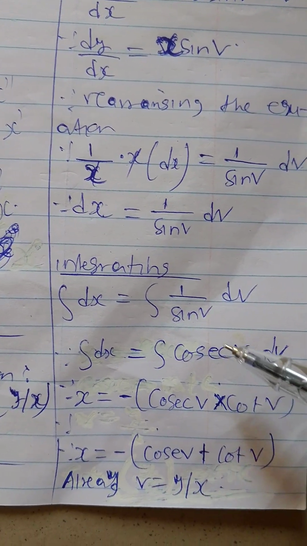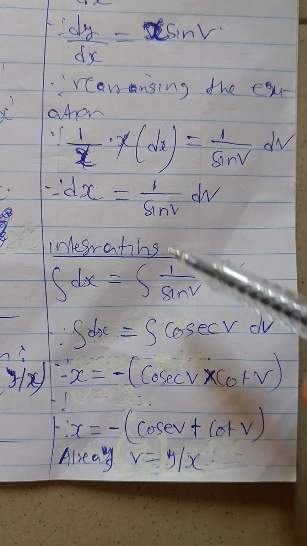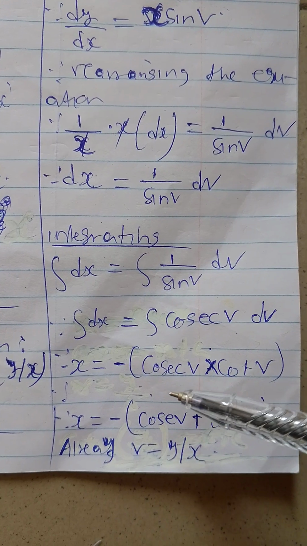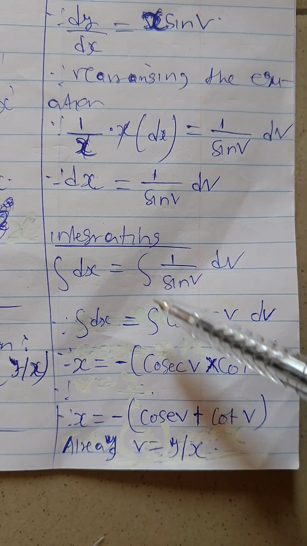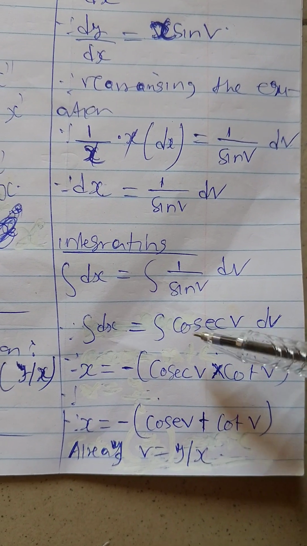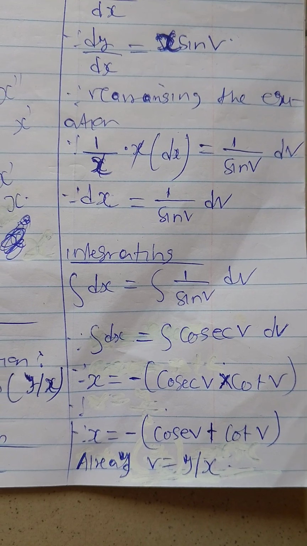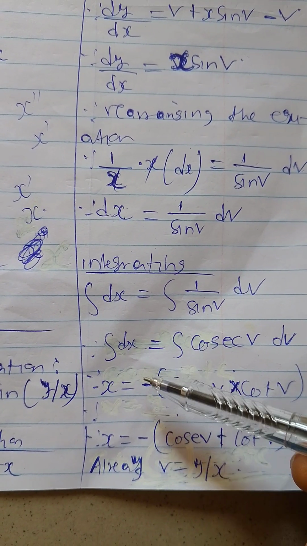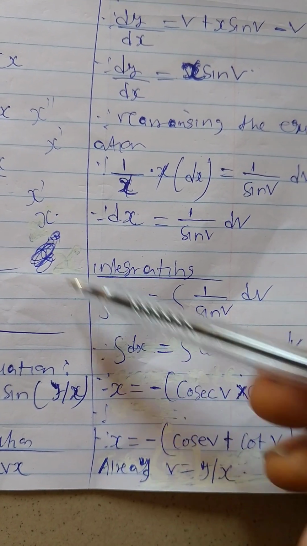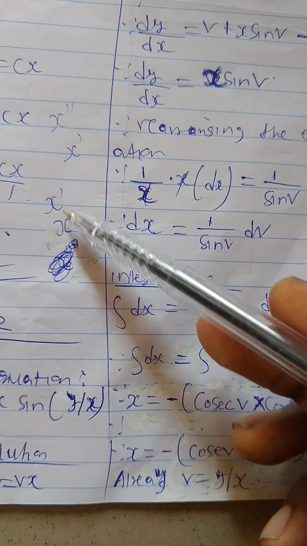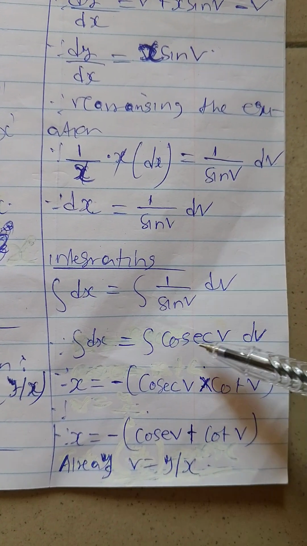So x is equal to, now, 1 over sine v. Sorry, I have integrate dx equals integrate 1 over sine v, which is always cosec v dv. Hope you know. Now let's integrate dx. Integrating dx is the same thing as x, where dx is x prime. So x is equal to the integral of cosec v.